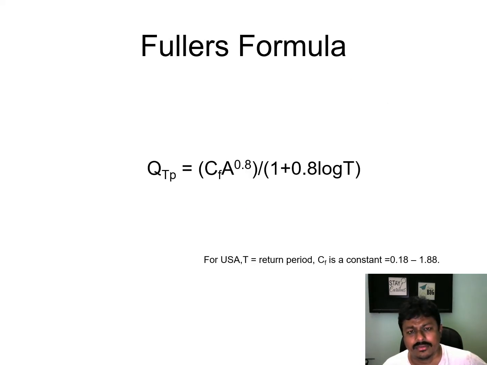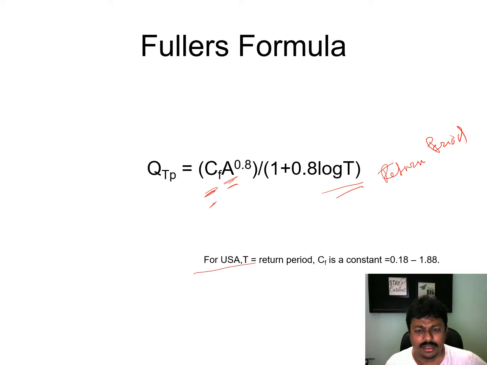Same thing, Fuller's formula. Now as you can see, this log T is the return period, and CF is the constant, Fuller's constant, and area is the watershed area. And this formula is derived from watersheds in the US.